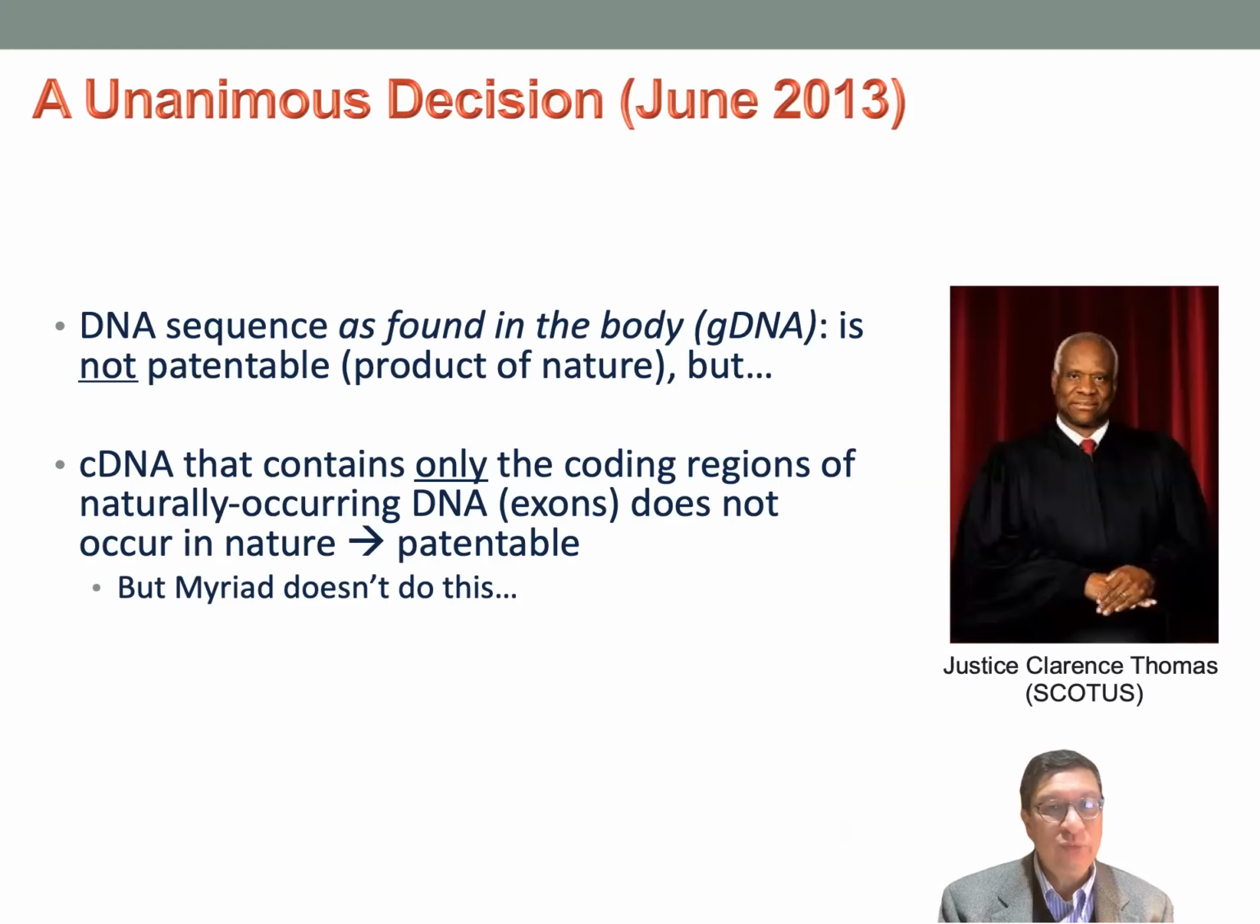And so the result of the litigation was the Supreme Court's ruling in 2013 that DNA sequences found in the human body in their natural form were not patentable, that they were subject to this product of nature rule, with an exception that if a laboratory created a genomic sequence, a DNA sequence that just included the coding regions of that DNA and not all of the other stuff in between, it might be patentable. The caveat to this is that Myriad and genetic diagnostic testing companies did not do that. Nevertheless, this is an important exception to the rule.